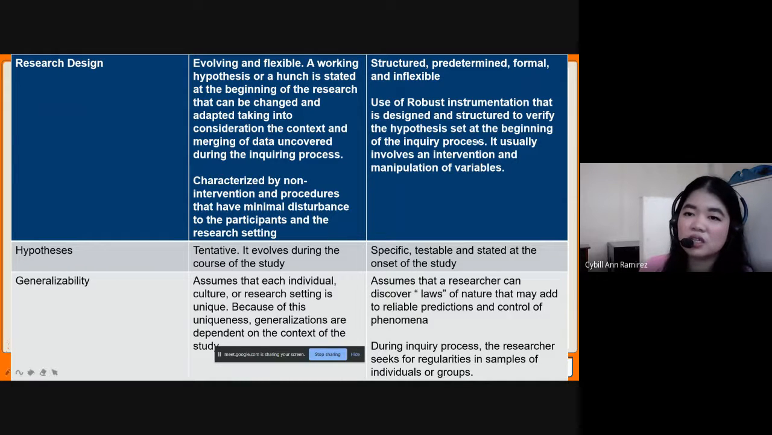While the quantitative uses robust instrumentation that is designed and structured to verify the hypothesis set at the beginning of the inquiry process. It usually involves an intervention and manipulation of variables. Let's now proceed to the hypothesis. So, tentative, again, it also evolves in the course of the study.